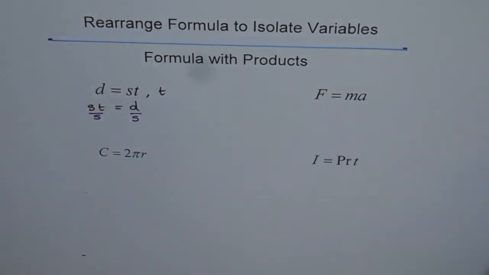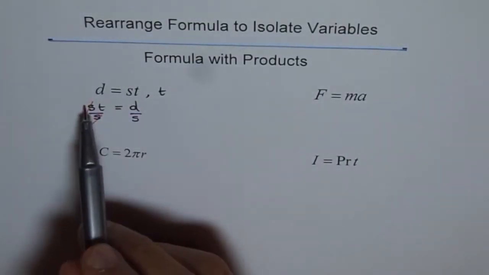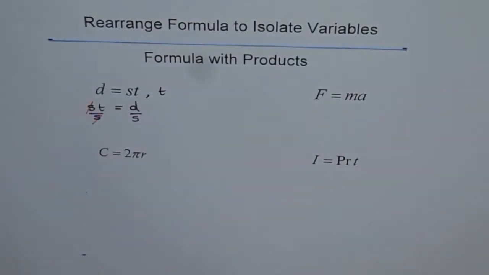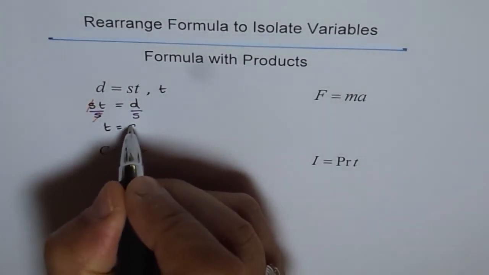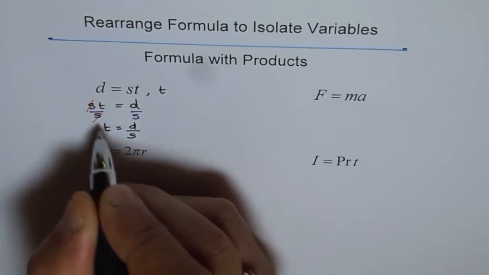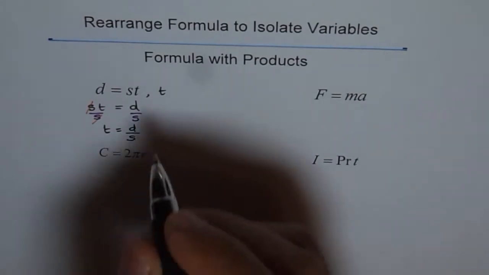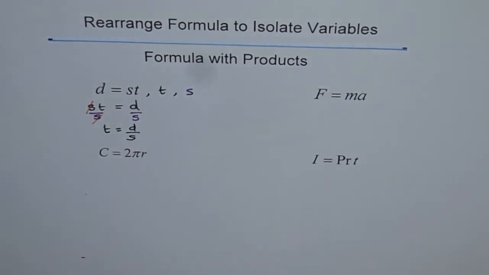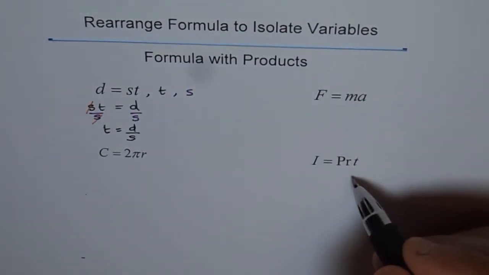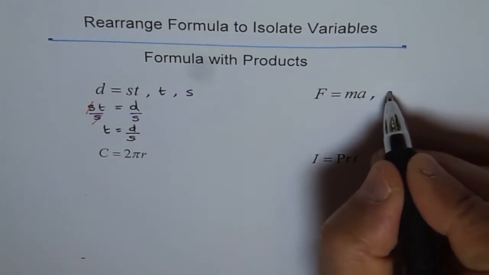Then this S and this S cancel. Cancels means S divided by S is 1. So what do we get here? We get T equals distance over speed. So that becomes our formula for time, right? So that is how we'll do it. Now for you, try to isolate S. That is for you to do, correct? Now these, you follow the same pattern and you can isolate from here what is acceleration A.